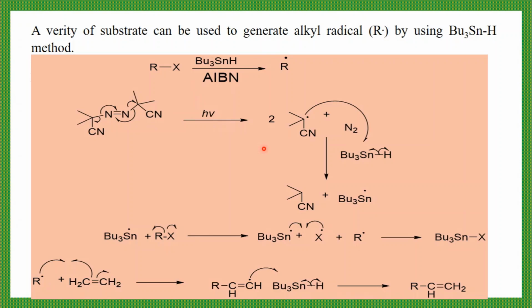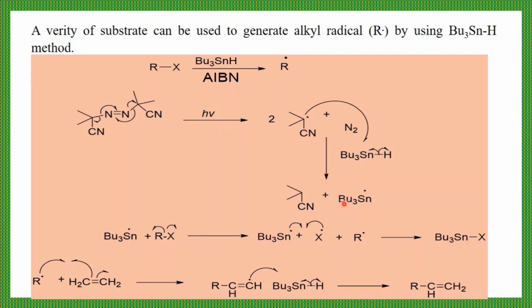Now the next step is that this carbon radical reacts with tributyl tin hydride. The homolysis of tributyl tin hydride takes place, and it generates tributyl tin radical and H radical. Then that H radical reacts with this carbon radical, and you get a neutral molecule, and it generates this tributyl tin radical.